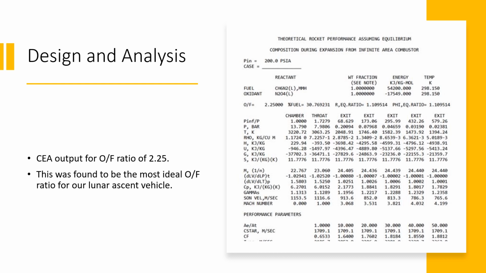Looking at the CEA outputs, several trends were noticed through different scenarios. In each case, the specific impulse increases as the area ratio increases. An oxidizer to fuel ratio of between 2 to 3 was ideal, and further CEA analysis showed that the specific impulse peaks around an oxidizer to fuel ratio of 2.25. This is the most ideal ratio for our lunar ascent vehicle.